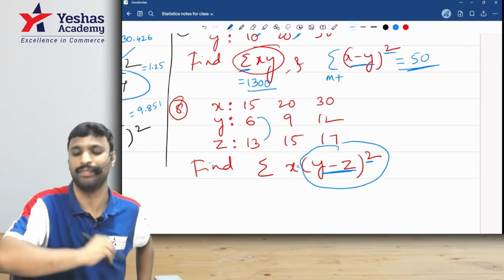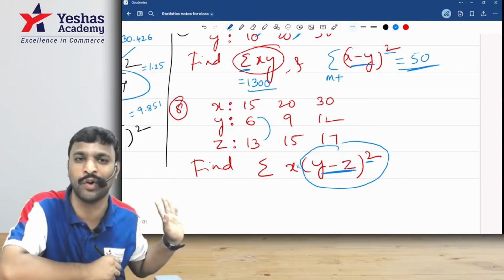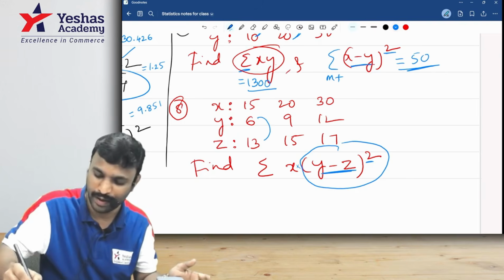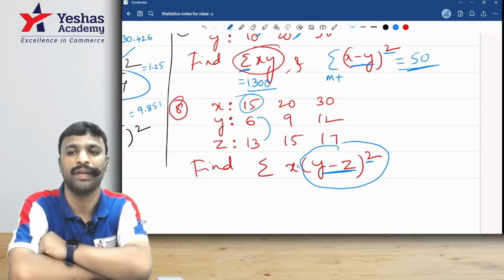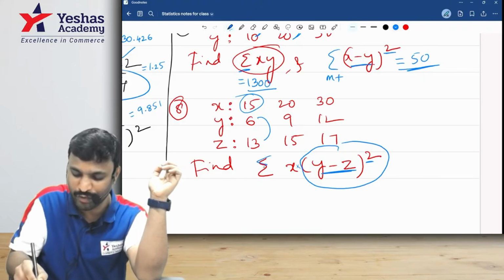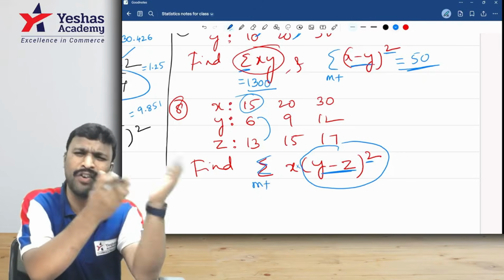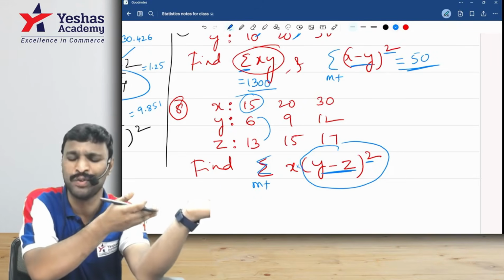So into. There is nothing else. It is multiplication only. Into what you will do? 15. What is X value, guys? 15. Now for summation, what would you do? M plus. Clear? Follow the same thing for rest of the values.